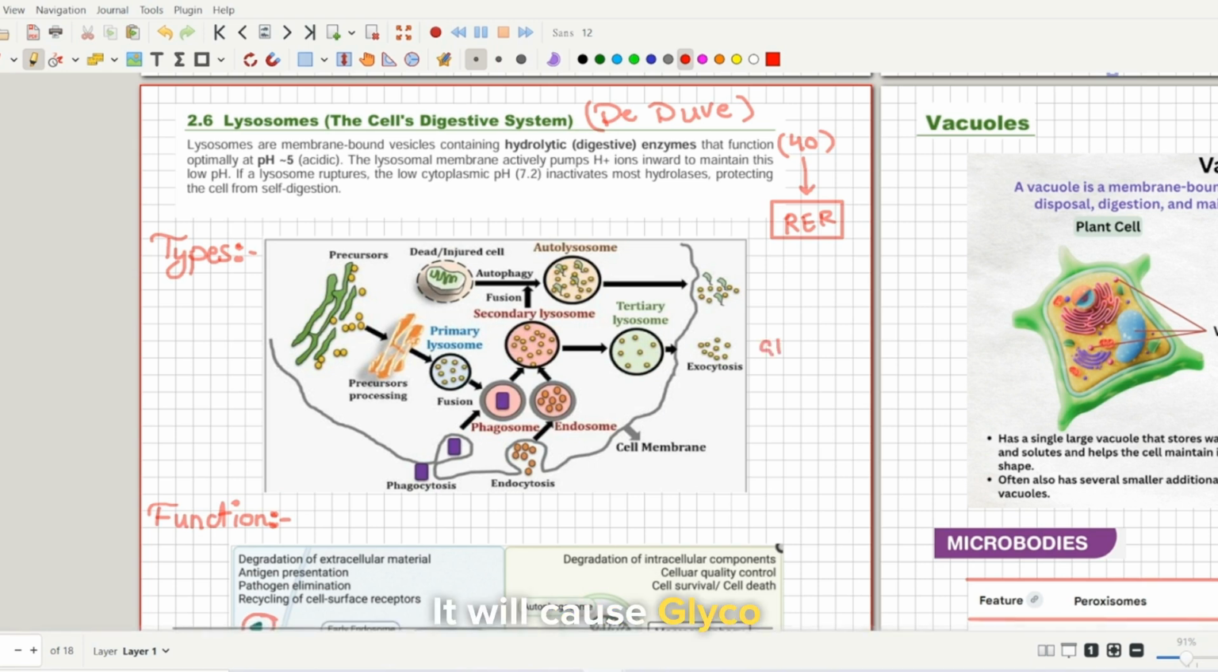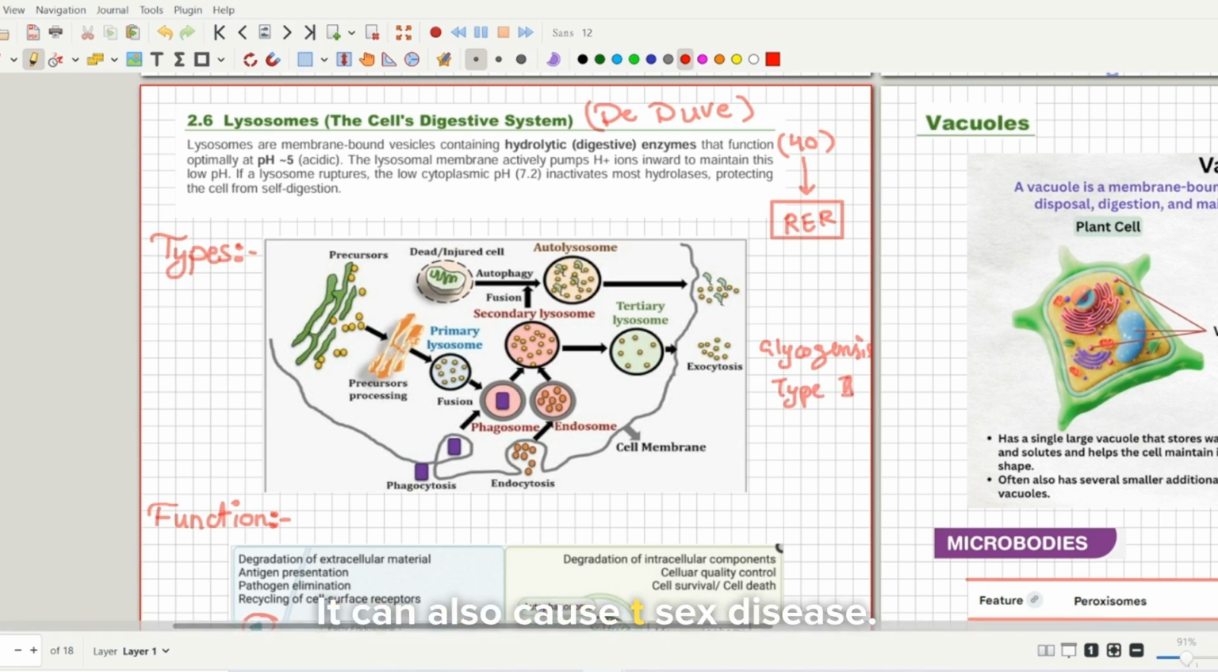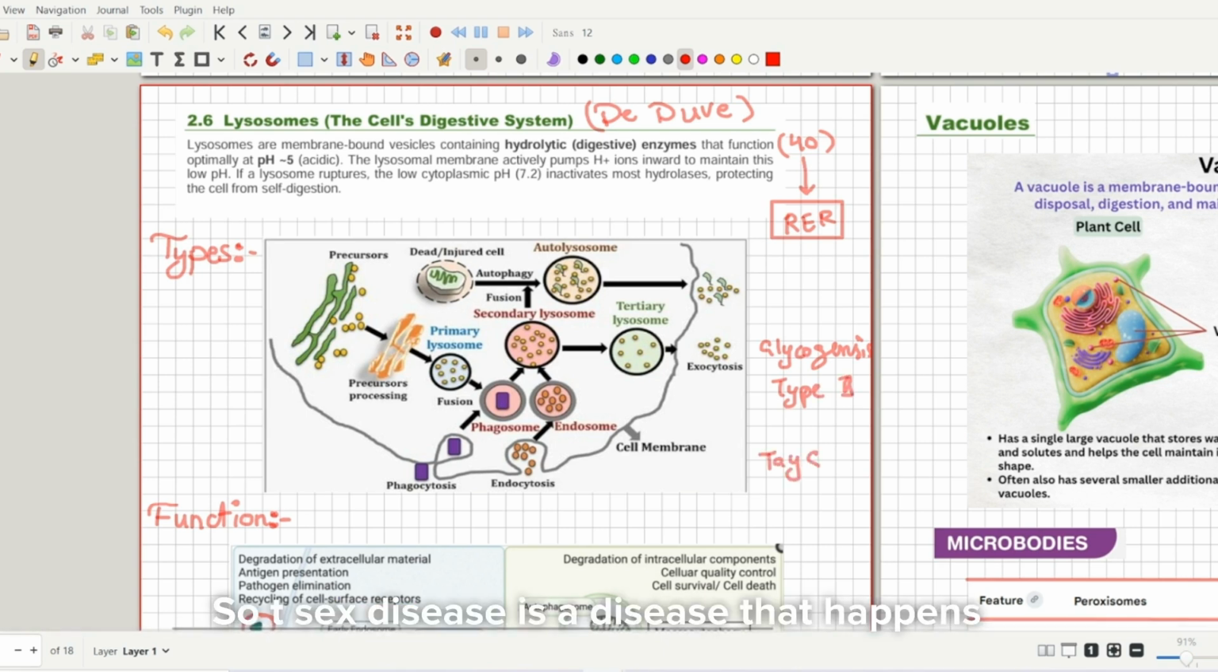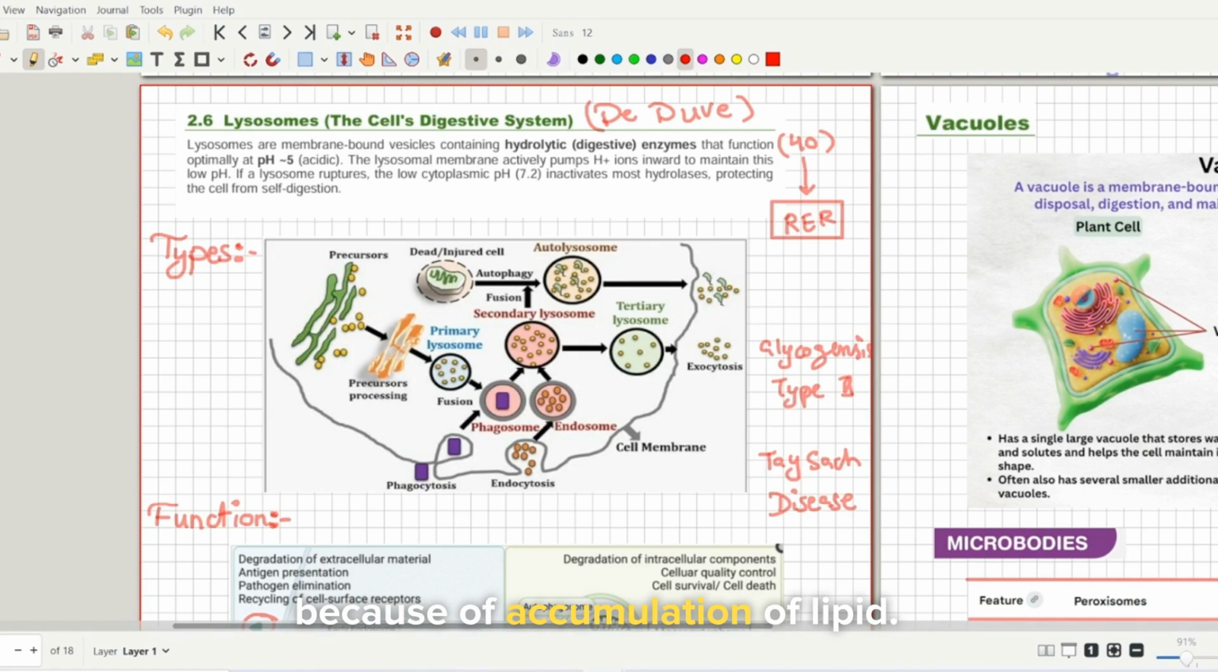It will cause glycogenesis type 2 disease. It can also cause Tay-Sachs disease. Tay-Sachs disease happens because of accumulation of lipid. For example, if you don't have lysosomes that degrade lipids in your body, then you will have accumulation of lipid. A large amount of lipid will accumulate, especially in your brain, and it can cause mental retardation, and brain cells can die.